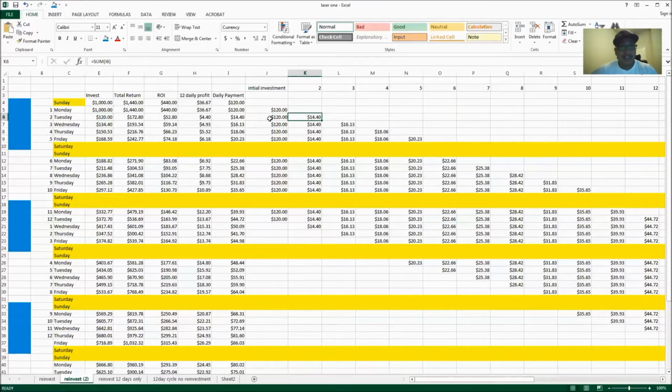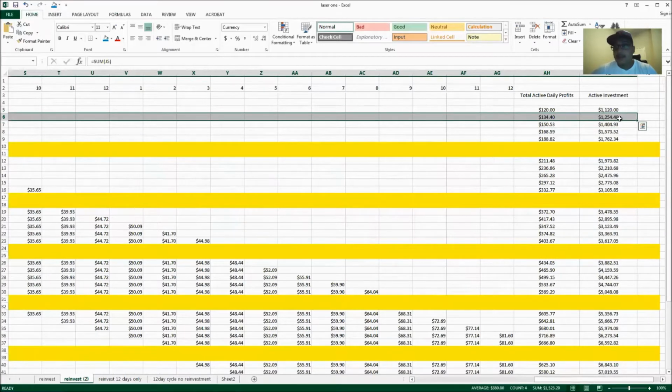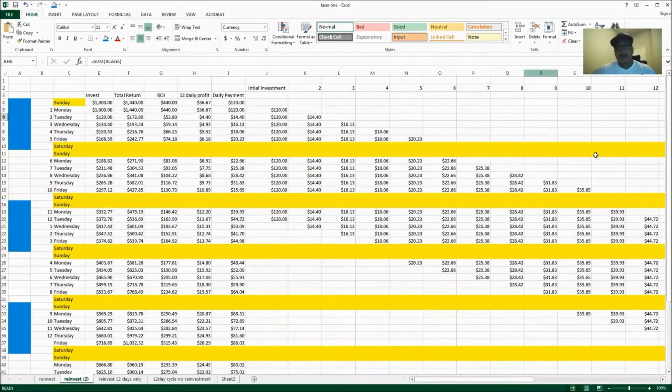The next day, for the first contract, your initial investment, you get $120. For your second transaction, your reinvestment, you get $14.40 for $120. So we bring that here. The previous day you had $1,120. The next day you have $1,254 because it's taking the $120 plus your new transaction cycle. So that's what it does.